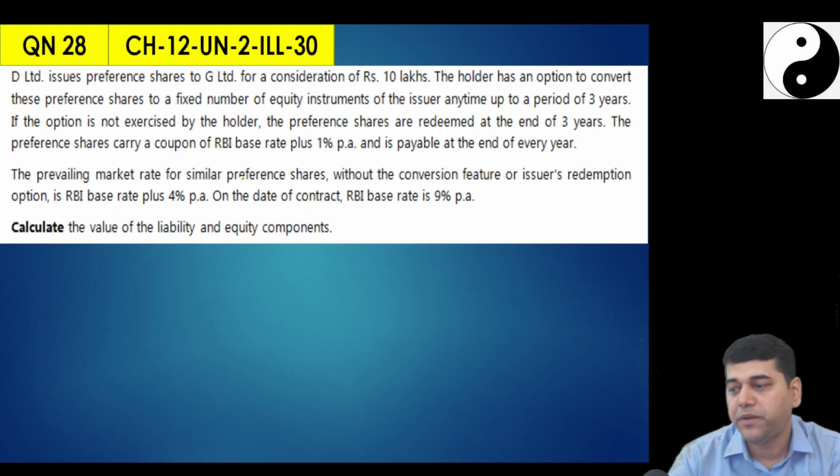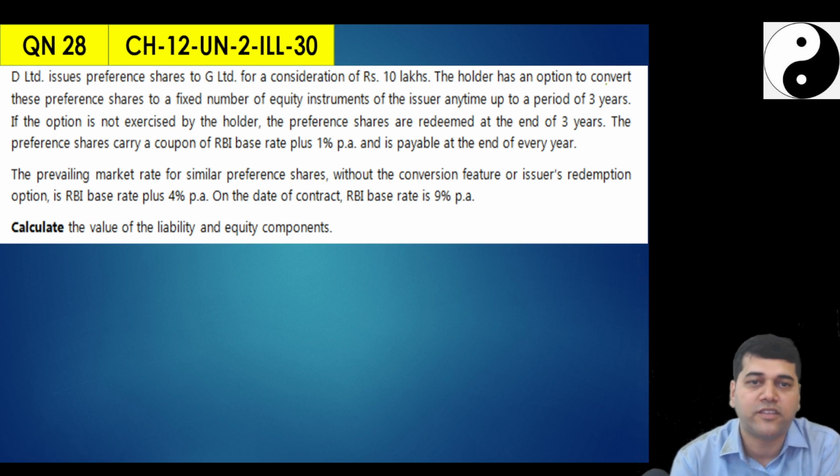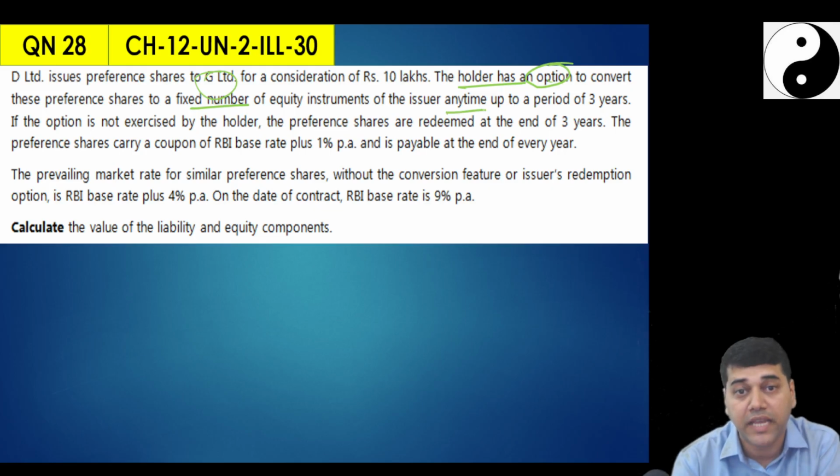Delimited issued preference shares. Be careful. To G Limited for a consideration of 10 lakhs. The holder has an option. Who is the holder here? G has got an option to convert preference shares into a fixed number of equity shares at any time in the next 3 years.